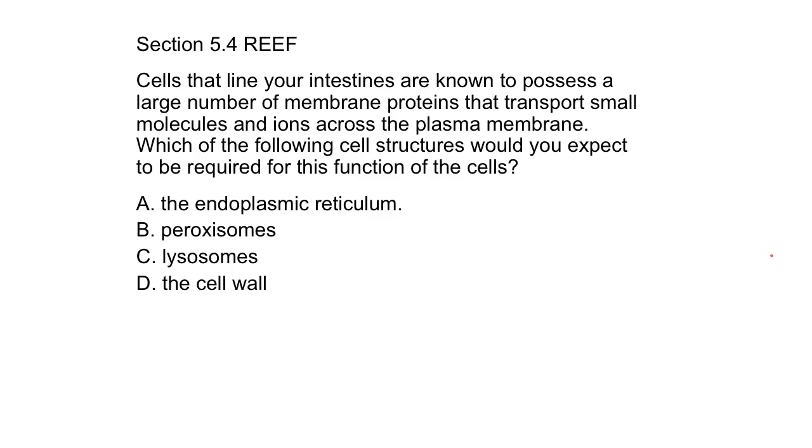So this is the end of part 1 of section 5.4. Before we leave, I would like you to answer this brief question. Cells that line your intestines are known to possess a large number of membrane proteins that transport small molecules and ions across the plasma membrane. Now, which of the following cell structures would you expect to be required for this function of the cells? A, the endoplasmic reticulum. B, peroxisomes. C, lysosomes. Or D, the cell wall.